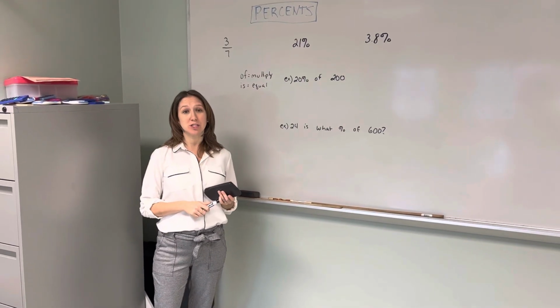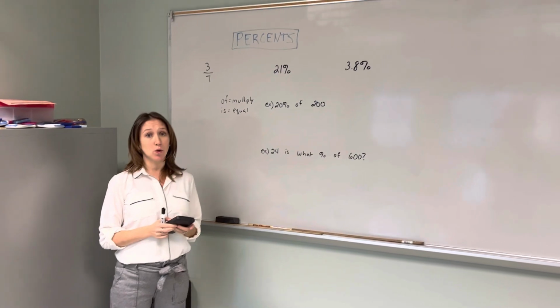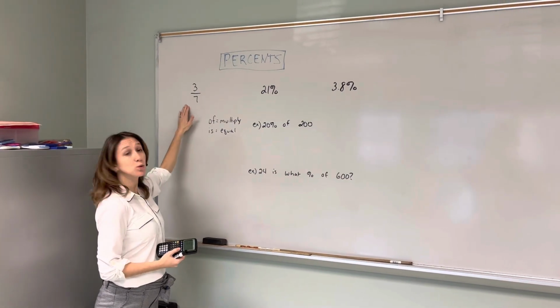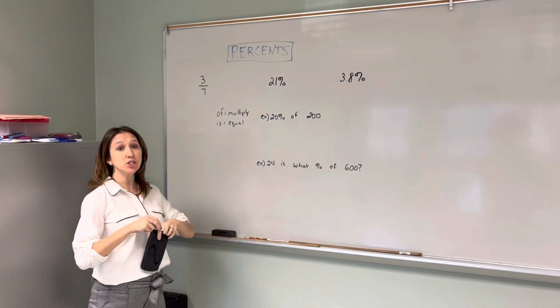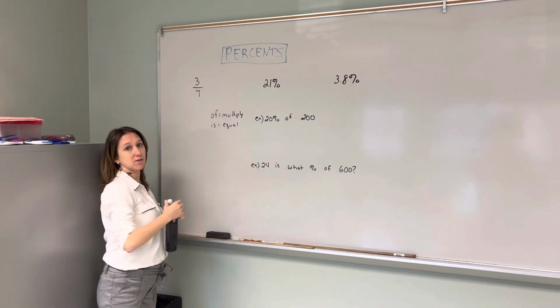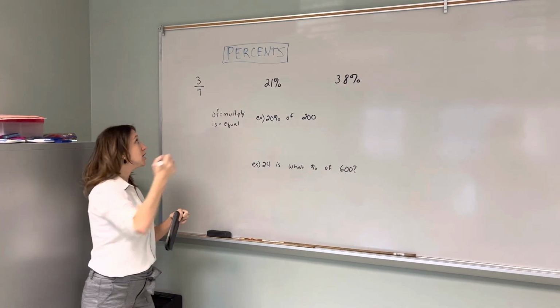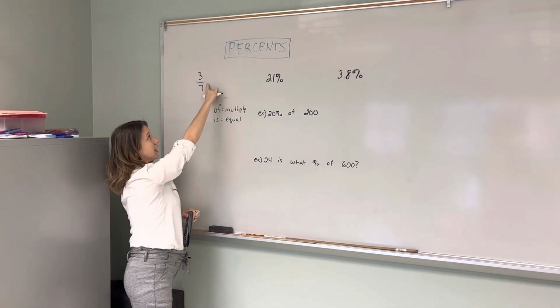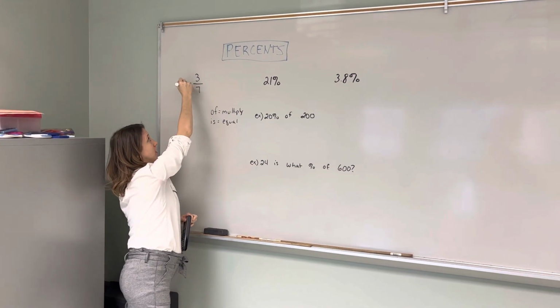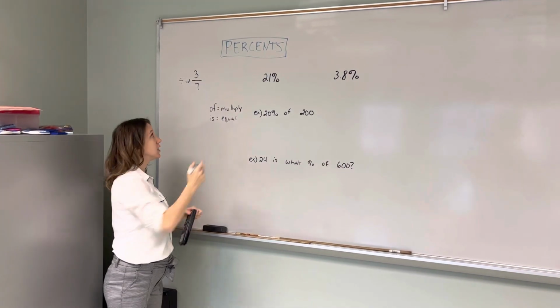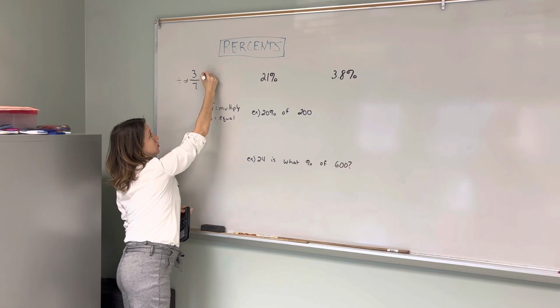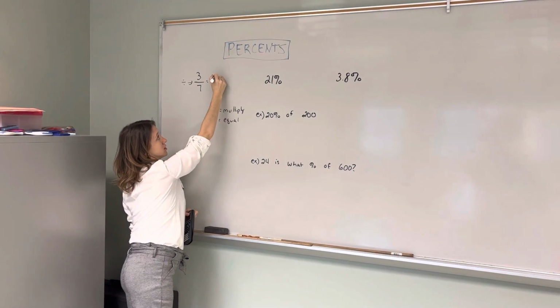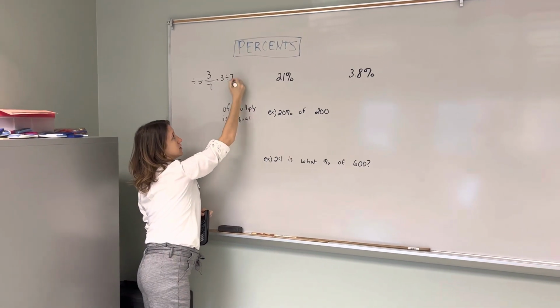We are going to review percents. So the first thing you need to know is how to turn a fraction into a percent. So when you want to turn this fraction, let's say 3/7, into a percent, this is just 3 divided by 7. Whenever you have the fraction sign, remember that's where you can divide. So in the calculator, you would just do the top number, the numerator, 3 divided by the denominator, 7.